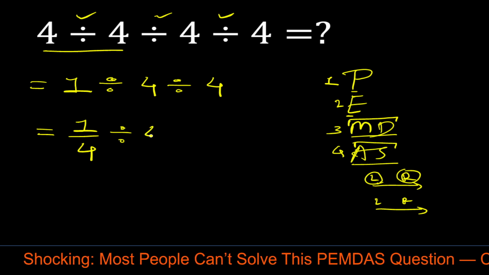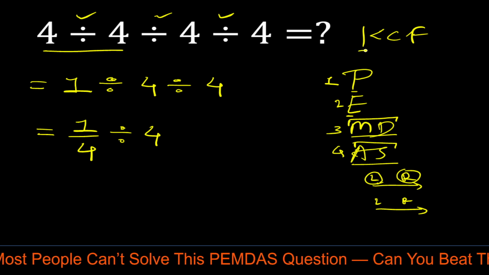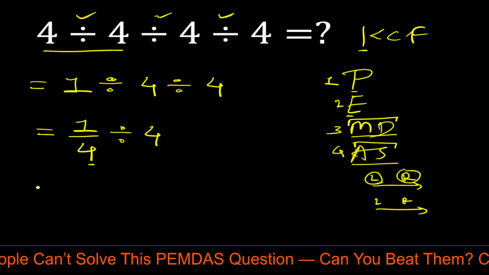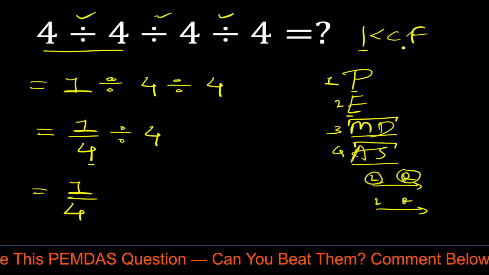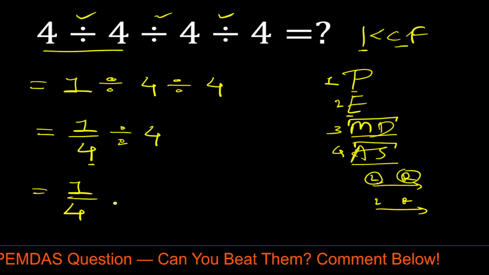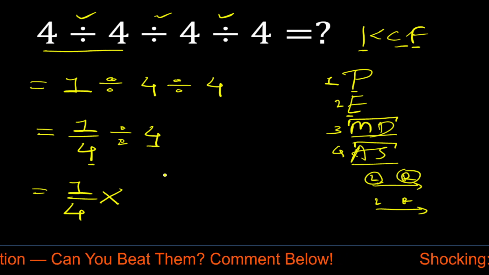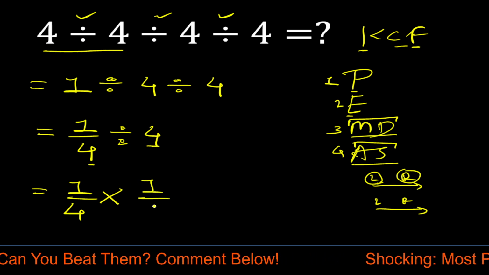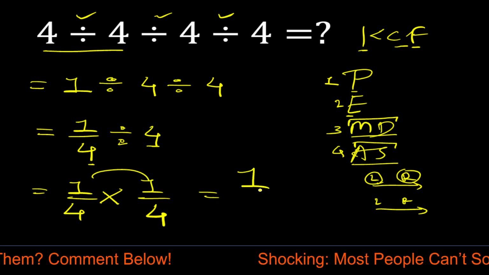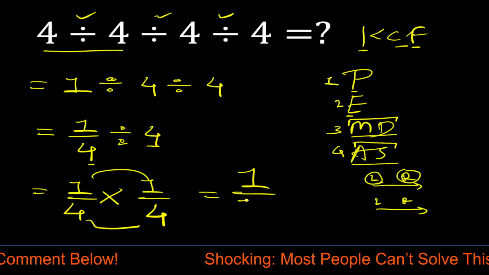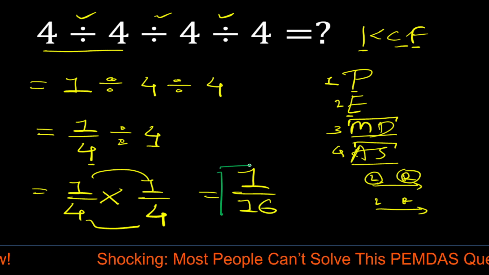Divided by 4. Now according to the KCF rule, K means keep this first fraction 1 upon 4 as it is same. Then C means change this sign from division to multiplication, and F means flip this second 4, which is equal to 1 upon 4, right? Now 1 times 1 is equal to 1 and 4 times 4 is equal to 16. So the correct answer is 1 upon 16, right?